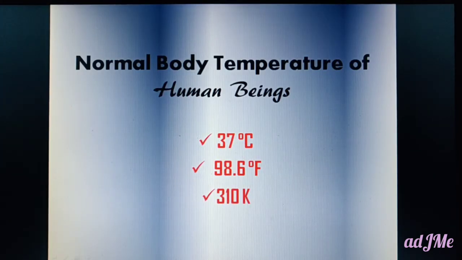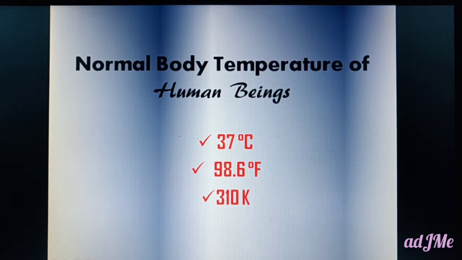The normal body temperature of human beings is, in Celsius, 37 degrees Celsius. If it is Fahrenheit, it is 98.6 degrees Fahrenheit. If it is Kelvin, it is 310 Kelvin. It may vary from person to person, so this is an average normal body temperature. So 37, which means it may be from 35 to 37, 98.5 or 98.6 degrees Fahrenheit, and 310 Kelvin.